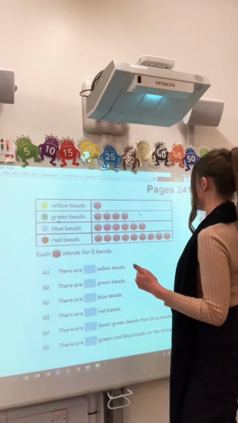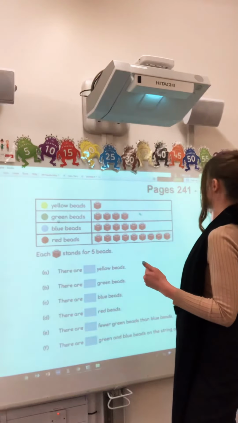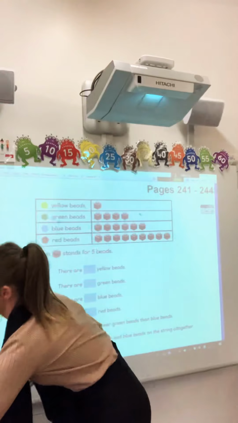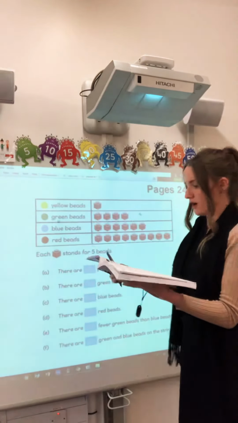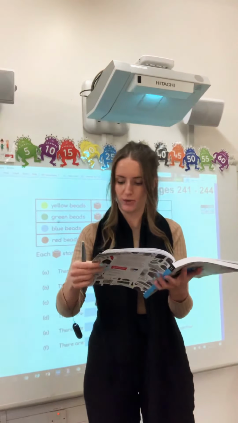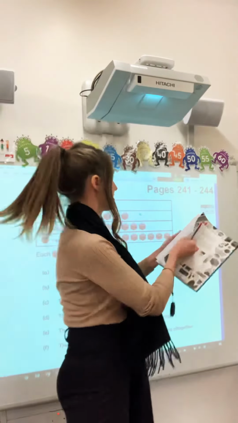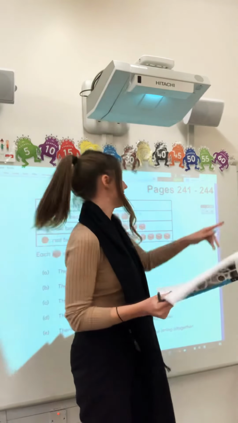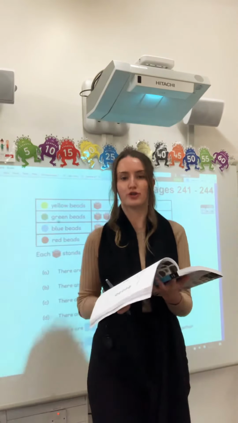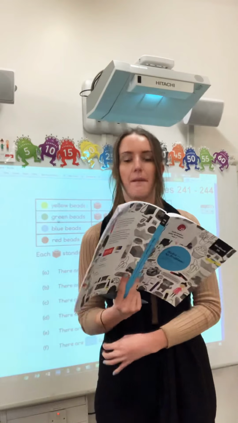When you've done that, it does say on your sheet that got sent home to you, your page numbers for your workbook today are page 241. Looks like this, look. We'll put the short date at the top. 242, 243, all the way to 244. Please send photos on your portfolio.